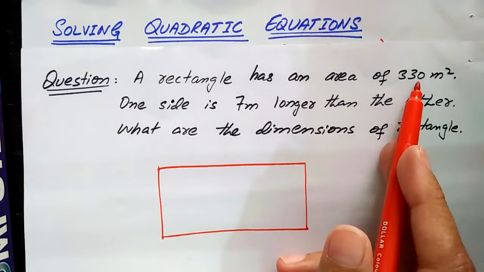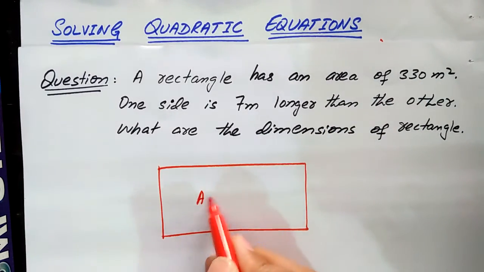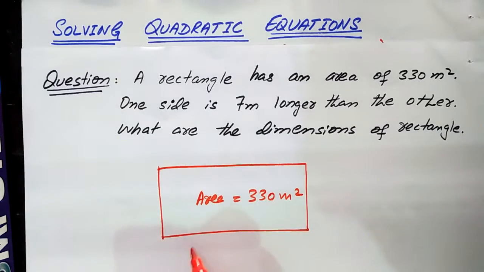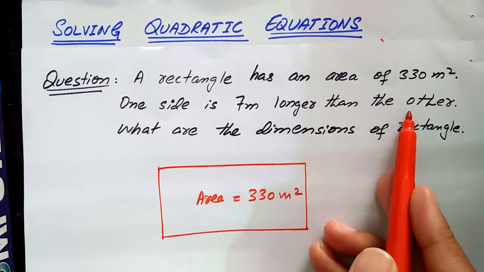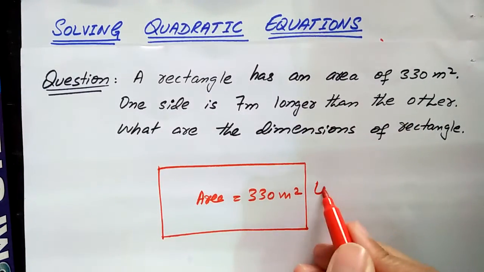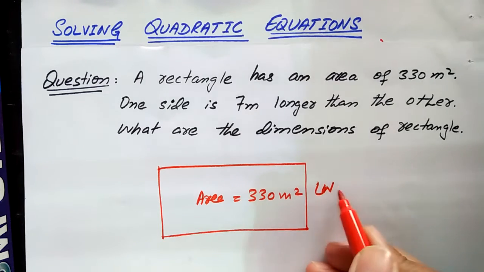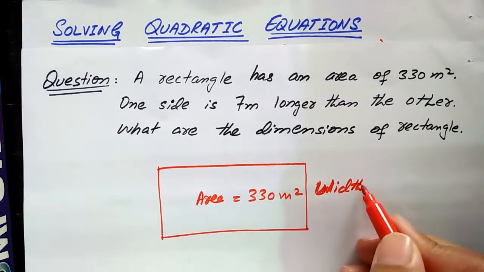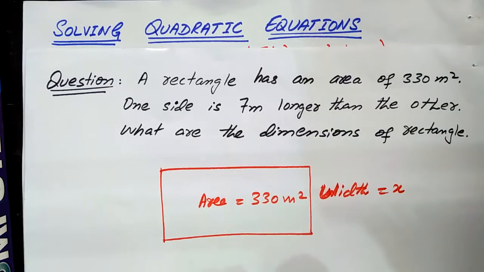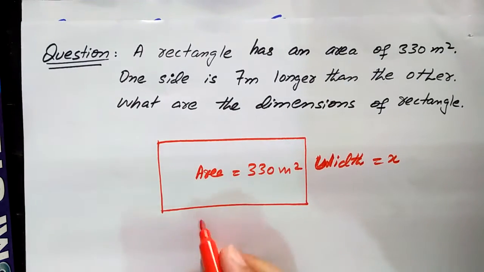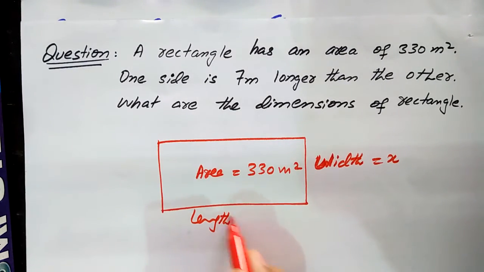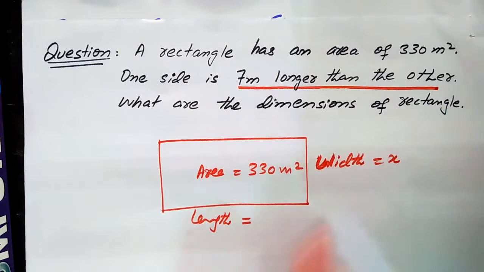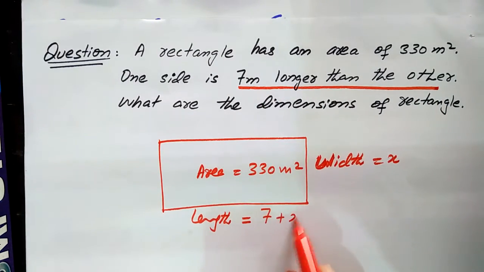A rectangle has an area of 330 meters square. The whole area is equal to 330 meters square. One side is 7 meters longer than the other. Let its width be equal to x. Then the length will be equal to, since it is 7 meters longer than the other, 7 plus x.